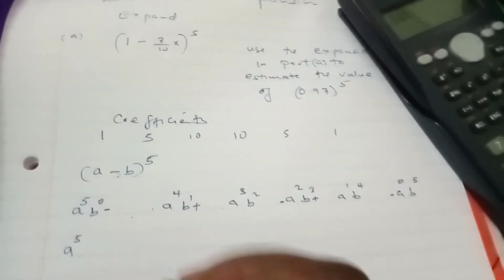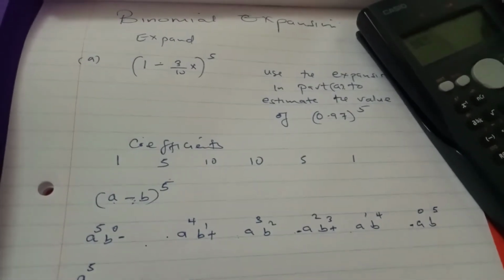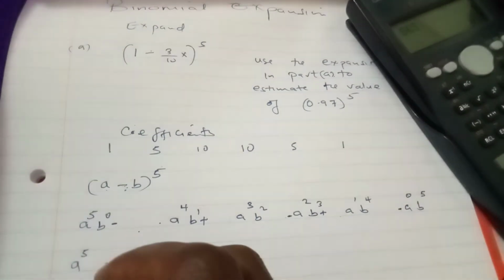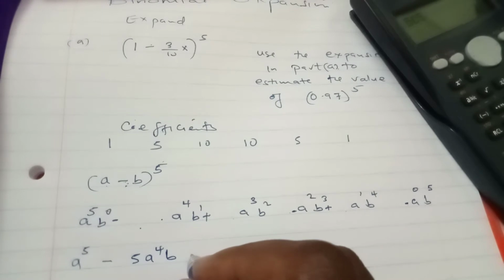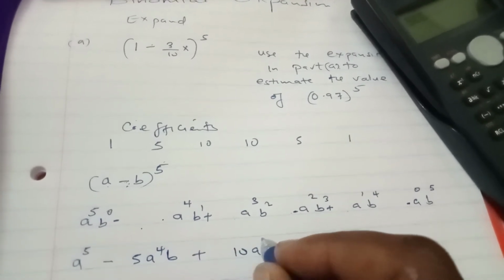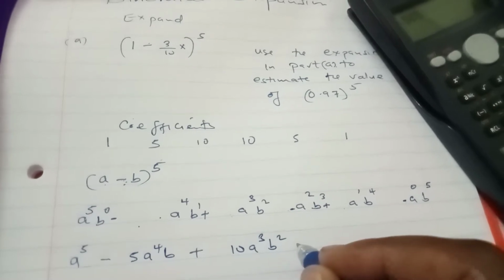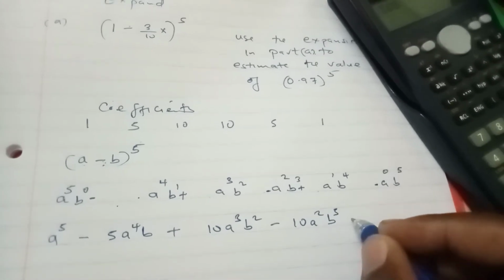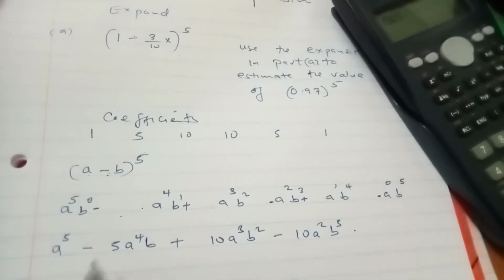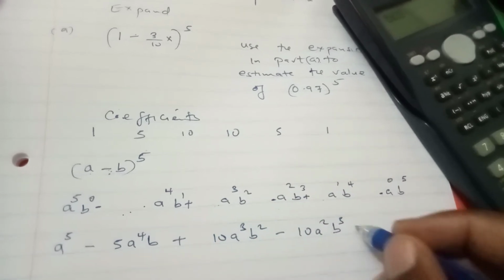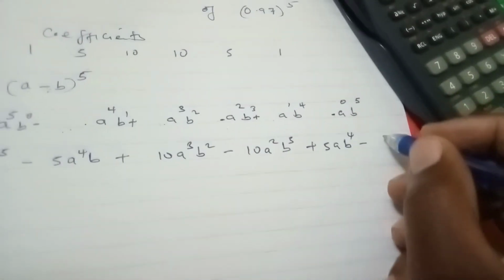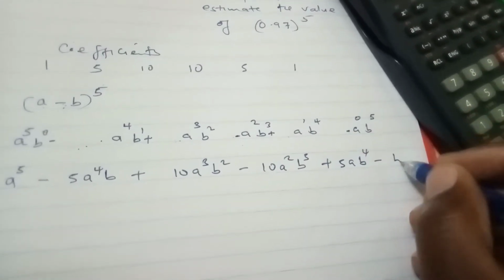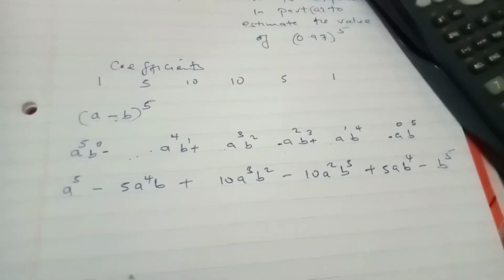So let's simplify this one now, introducing our coefficients. So we know we have a to the power of 5 minus 5a to the power of 4 b plus 10a to the power of 3 b squared, and then minus 10a squared b cubed, so we have minus, plus, minus, plus, 5ab to the power of 4, and finally a to the power 0 is 1, so we have b to the power of 5.